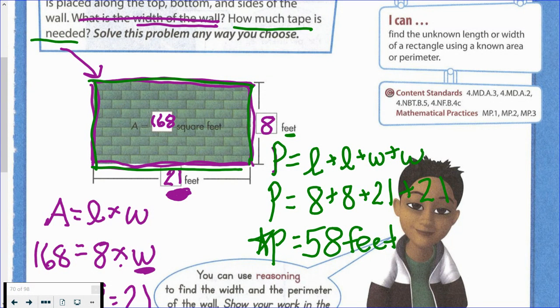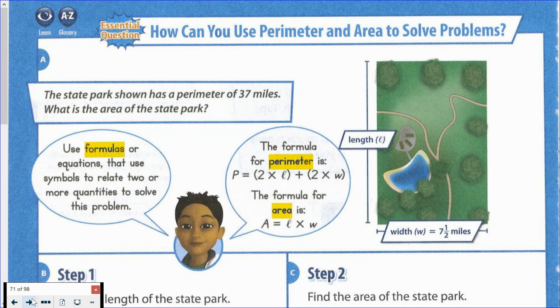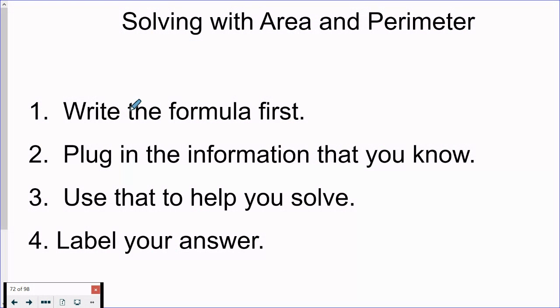Now, I know that problem was a lot, and you might be sitting there going, whoa, I don't think I can do this on my own. Follow with us through a couple more problems, and I think you'll get the hang of it. Okay, so remember the steps that we used. Write the formula first. Plug in the information that you know. Put the pieces of information into the formula. Use that to help you solve, and then label your answer.